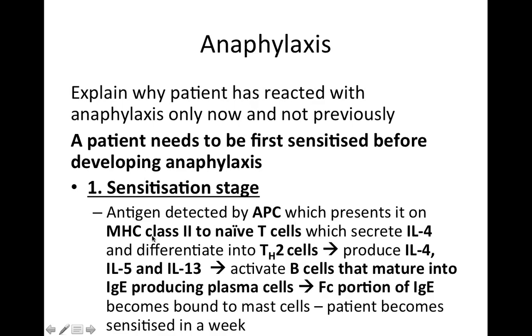presents it on its MHC class 2 to naive T cells. The T cells then secrete interleukin-4, and then they differentiate to become T helper type 2 cells, which then produce interleukin-4, 5, and 13. These then activate B cells to mature into IgE-producing plasma cells. The Fc portion of the IgE, so that's the bottom portion of the Y at the top, binds to the surface of the mast cells. And so these mast cells are basically covered with IgEs with all of their arms out like a Y.